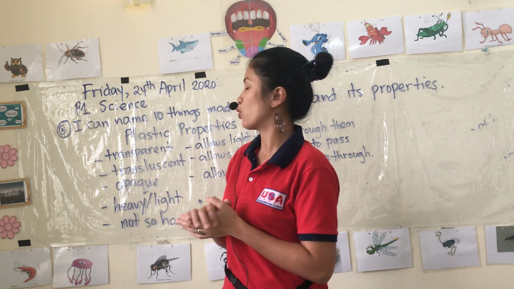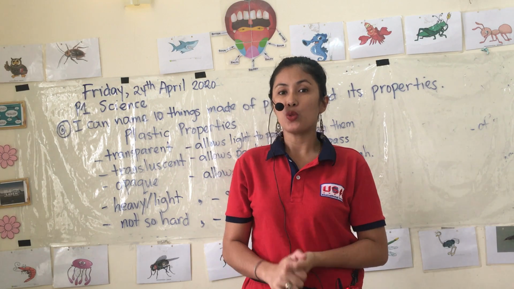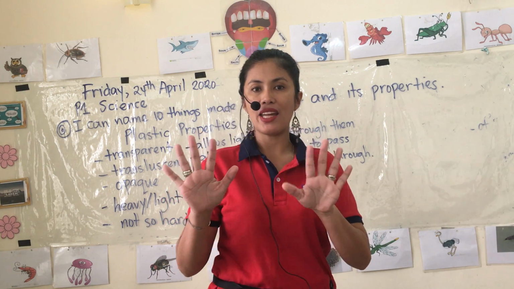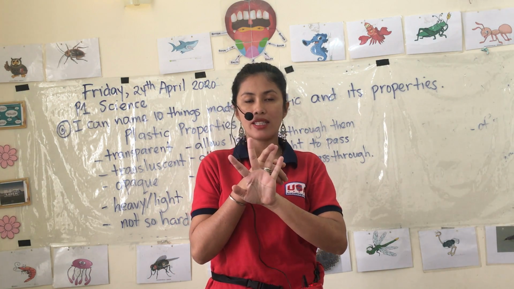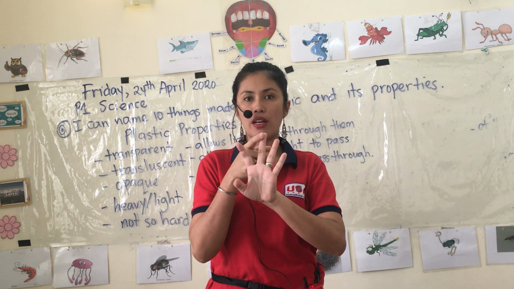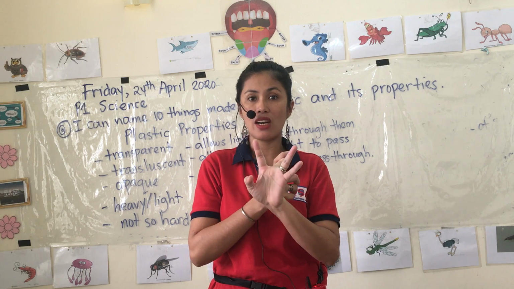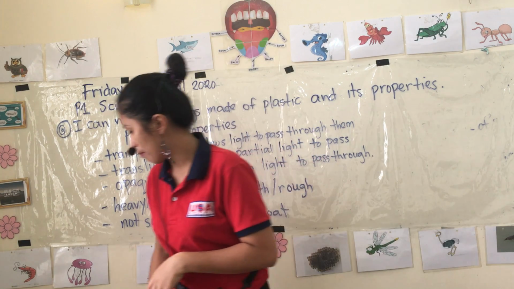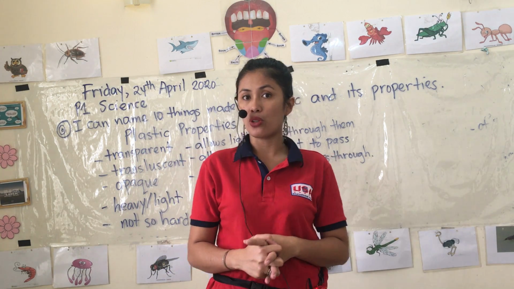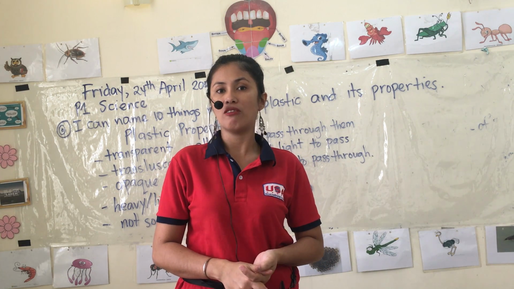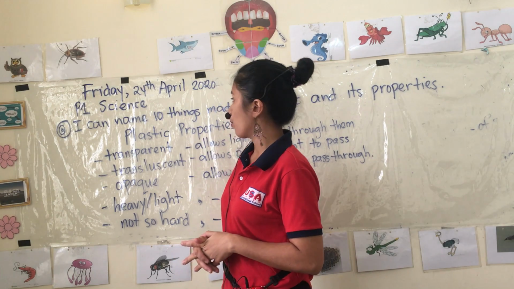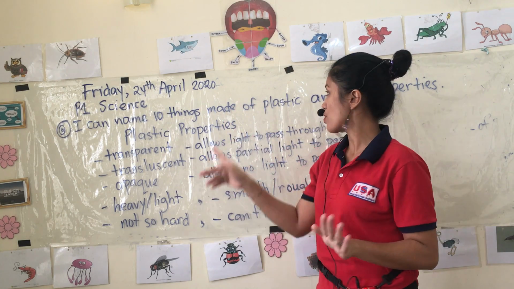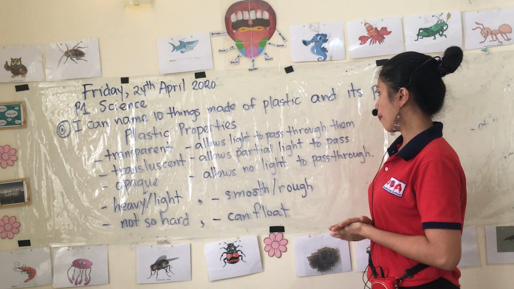Today is Friday and it's the 24th of April 2020. A few days ago, I asked you about 10 things that are made of wood, 10 things that are made of metal, and yesterday I asked you about 10 things that are made of paper. So today we're going to make another one, which is about plastic. We're going to learn the properties of plastic. Our learning objective today is that I can name another 10 things of plastic and its properties.